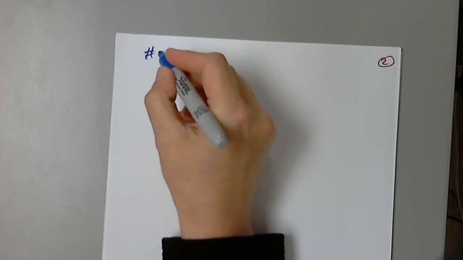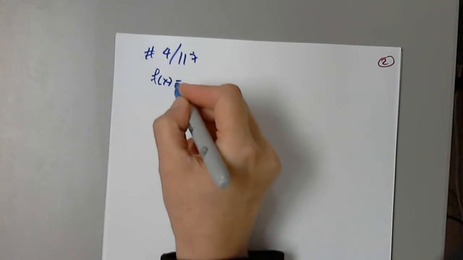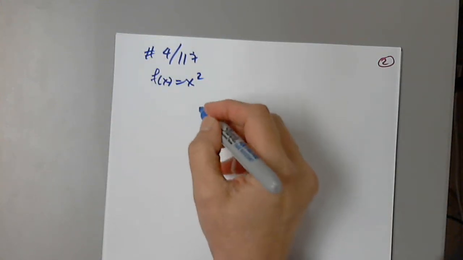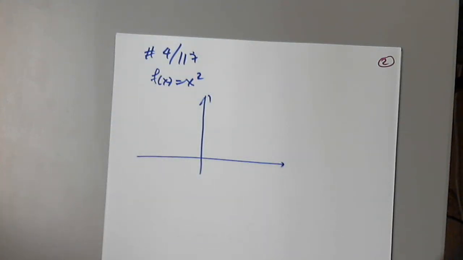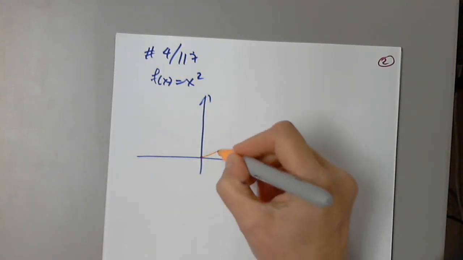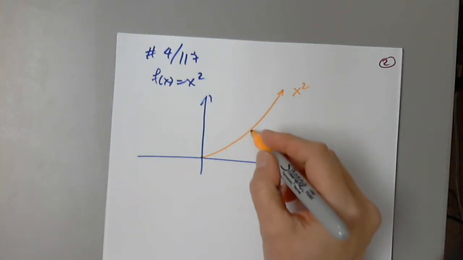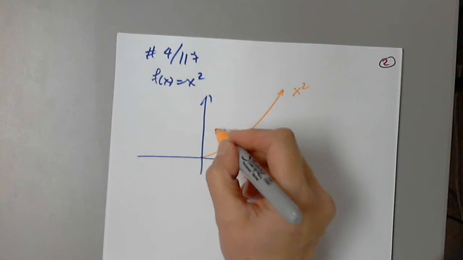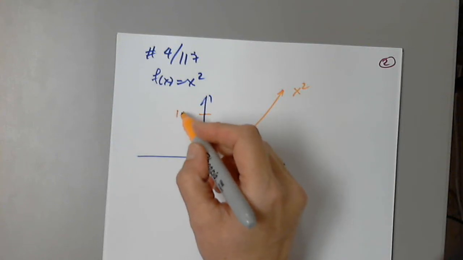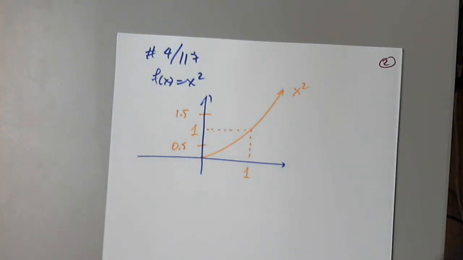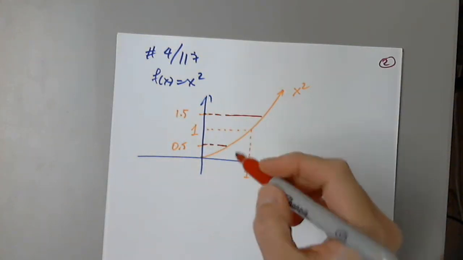Okay, so this is problem 4, on page 117. And this is f of x equals x squared. And I'm going to copy this for you so we can talk about it. So this is x squared, just on one side. We don't care for the other, so this is 1, and this is 1. And they say this is 1.5, and this is 0.5. And of course, we're drawing horizontal lines.